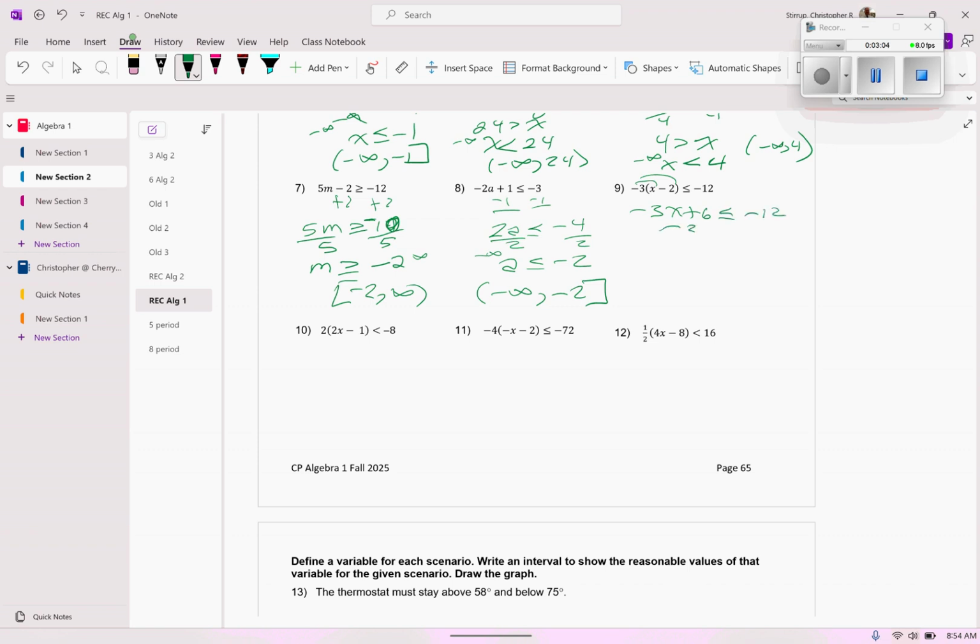Subtract 6 from both sides. So that's going to give me negative 18. Divide each side by negative 3. If I divide by a negative, that means that my sign has to flip over. So that's pointing to infinity. So we're going to go from hard bracket 6 to infinity.